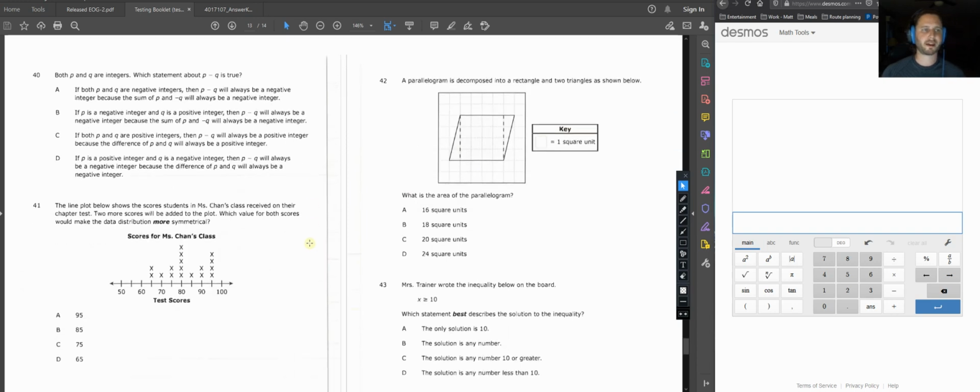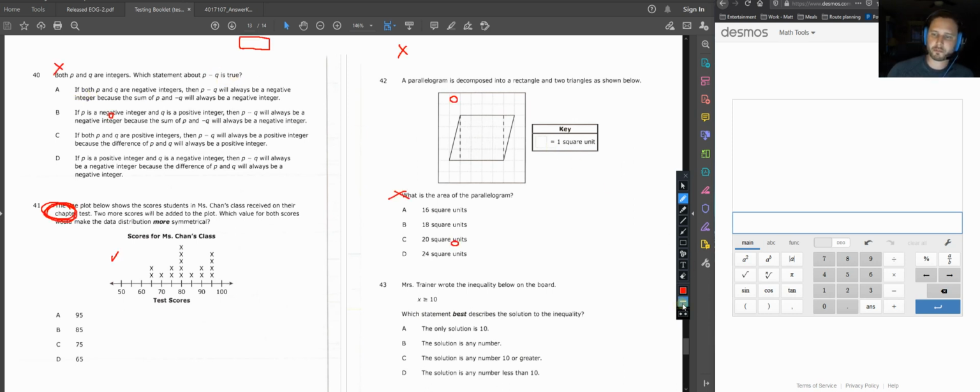For number 40, if P and Q are both integers, what statement about P minus Q is true? So this is saying they are both integers. What I like to do for these problems is set them equal to 1. Just 1. And then, theoretically, 1 minus 1. Okay, let's go through the rest of these problems and see what happens.